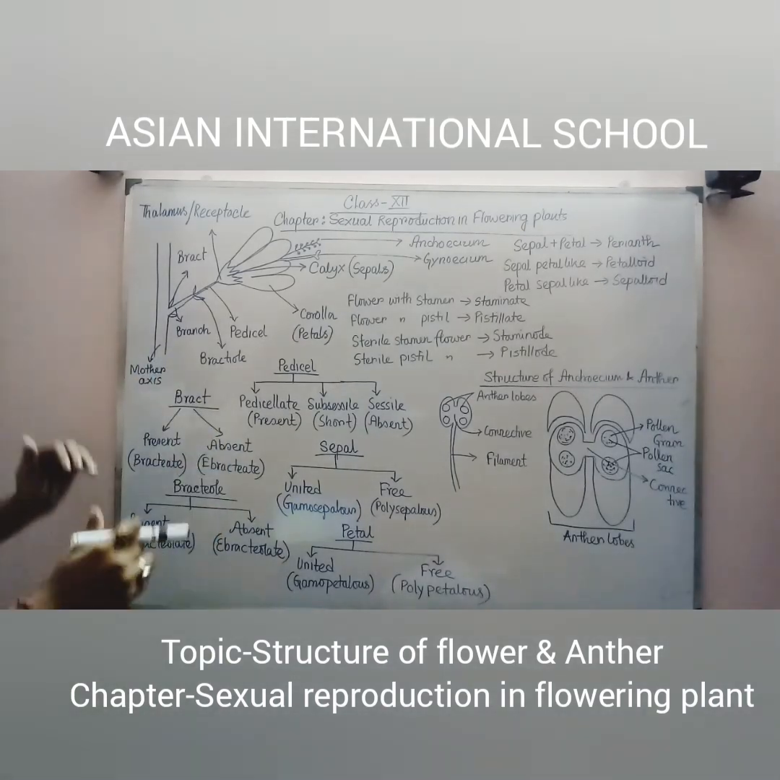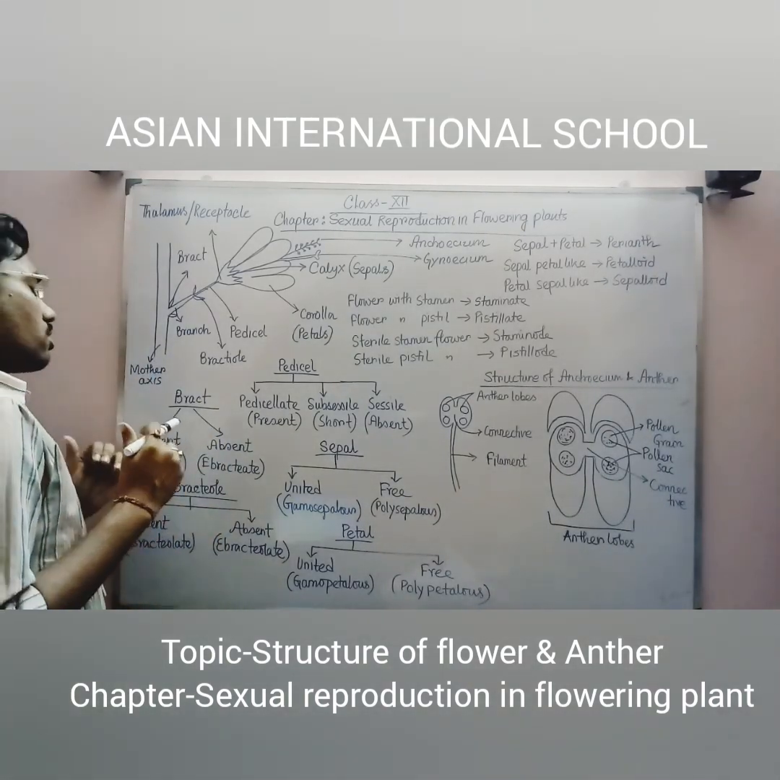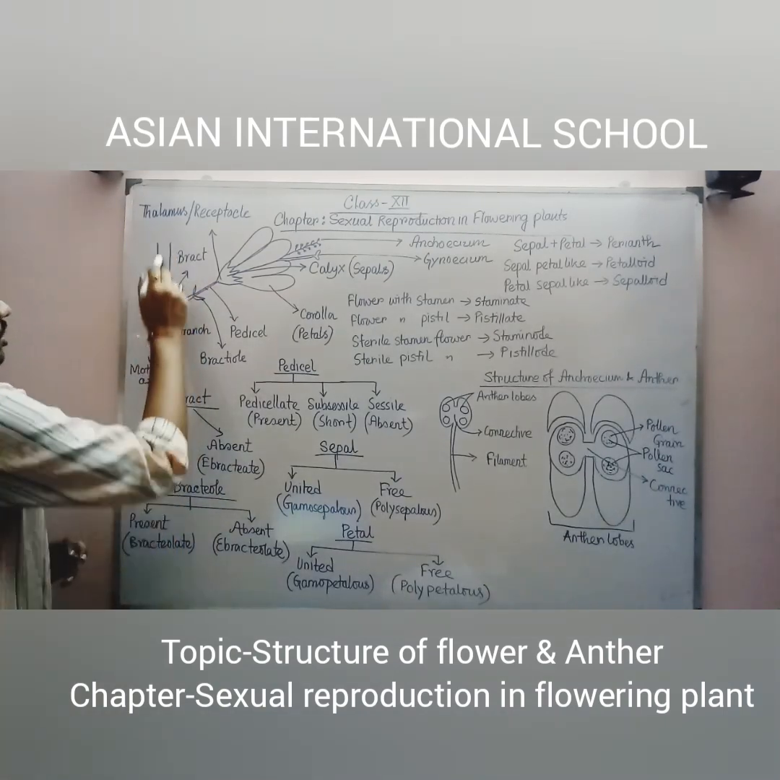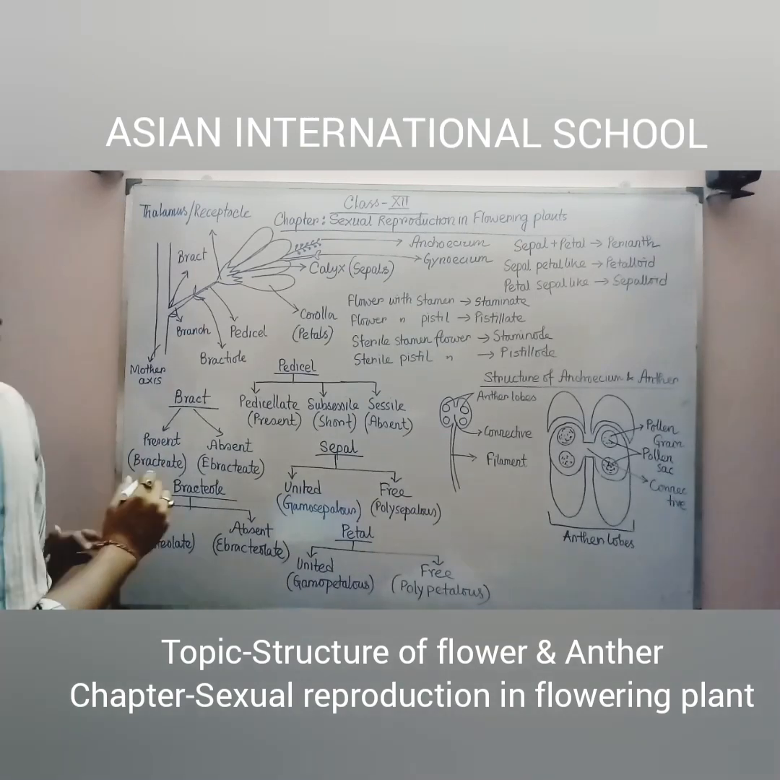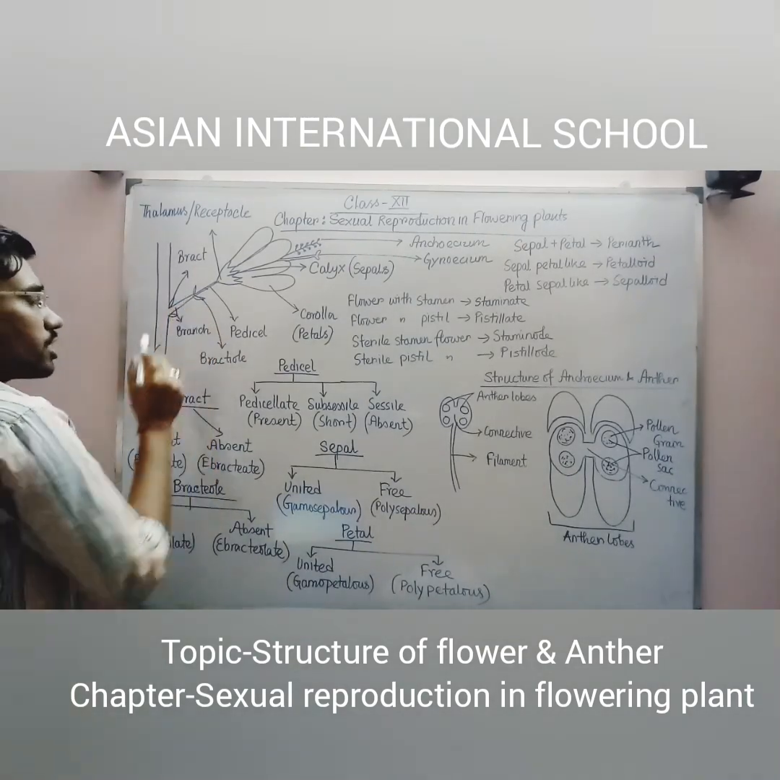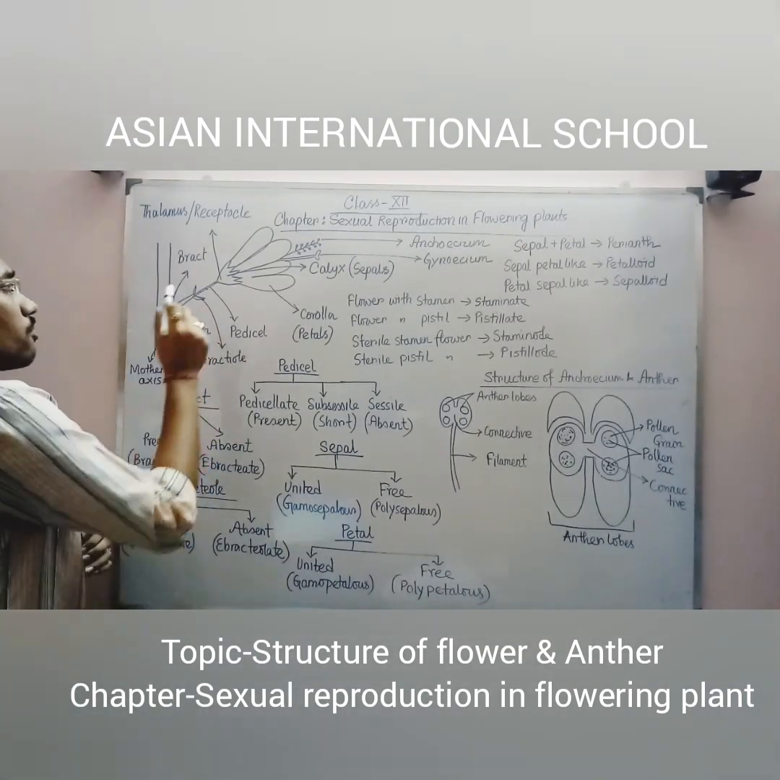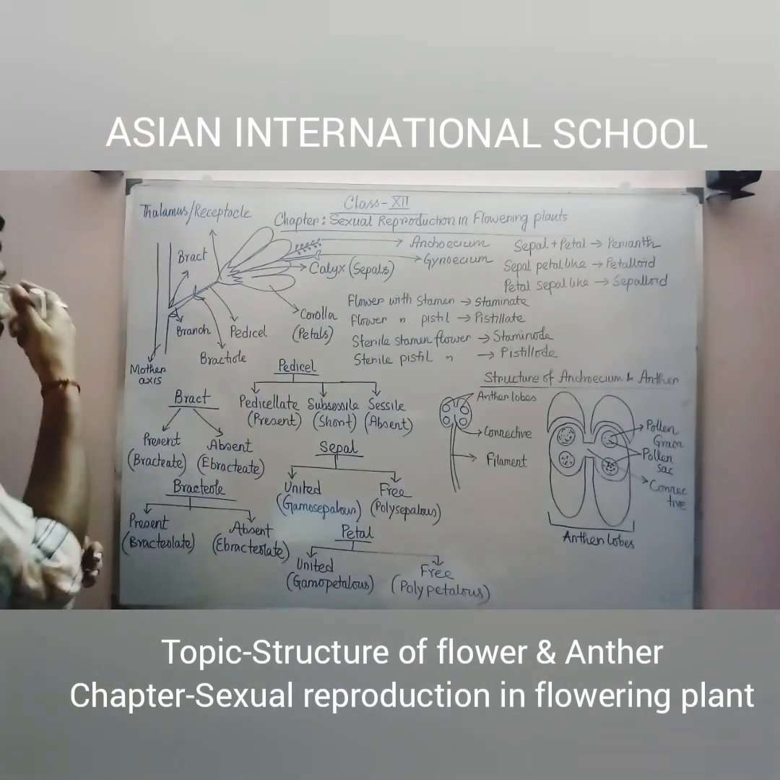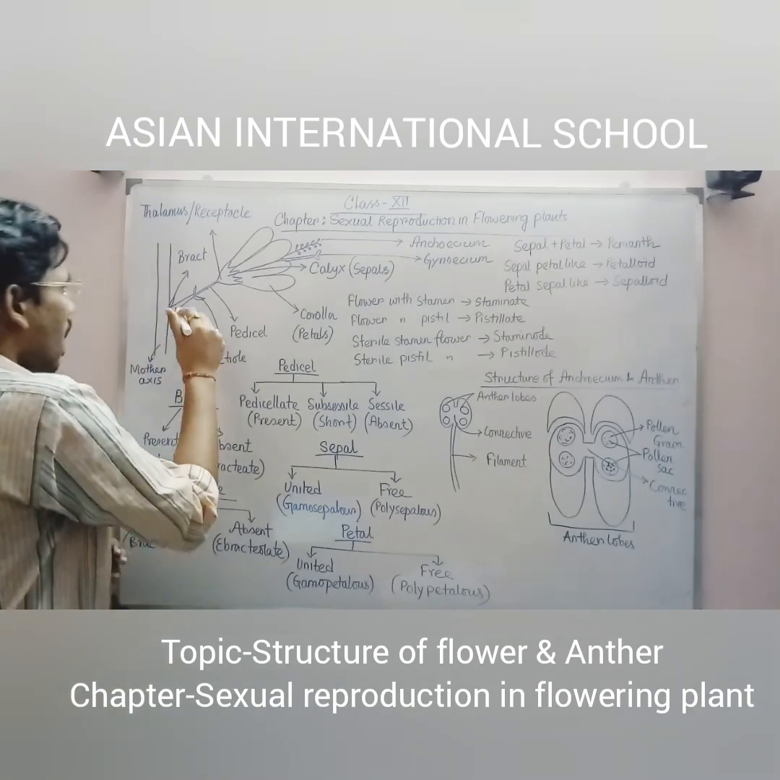When we start with the structure of the flower, first of all we have to see the mother axis. This is the main stem or the mother axis. From there a small branch is projected outward. This is the small branch. From that specific branch the flower is connected. Clear?